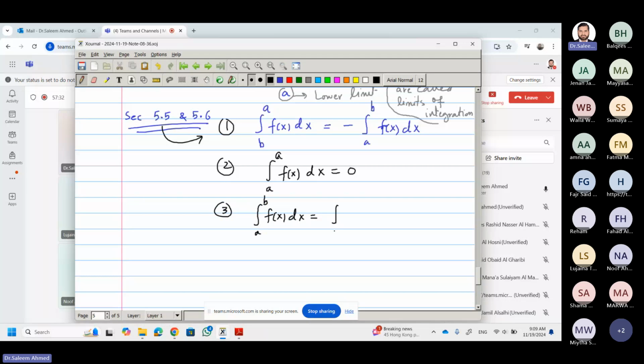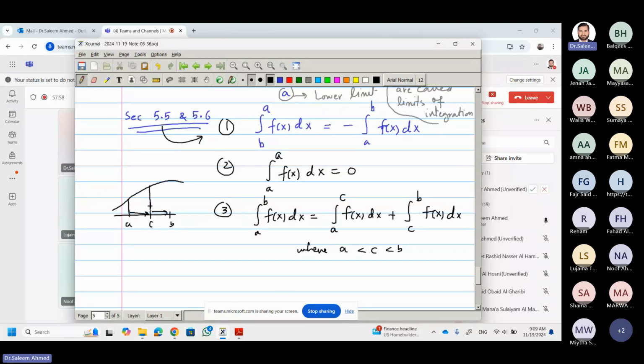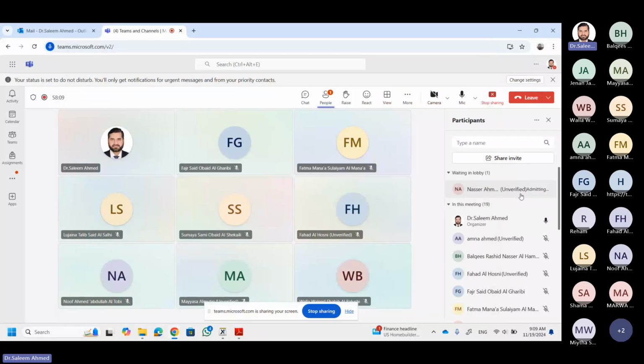Then if you go from a to b, and you want to stop in between, let's say you stop at c, and then start from c and go to b, no issues. You can add them, where c is between a and b. You go from a to c and then from c to b and add them. It gives you the same area. If you add these two areas, of course, it gives you the total area from a to b. So you can take a stop in between. This is what it basically means.